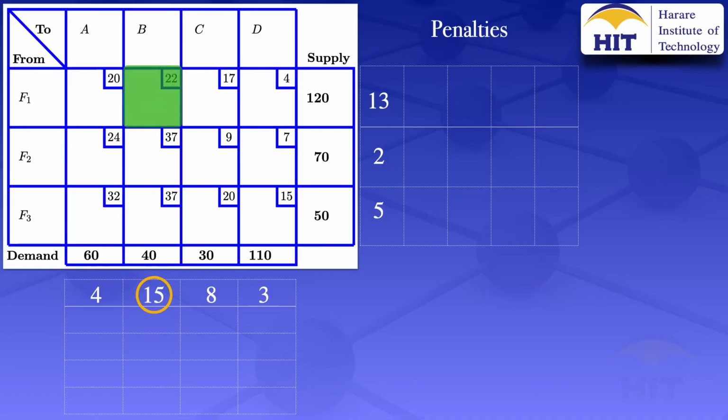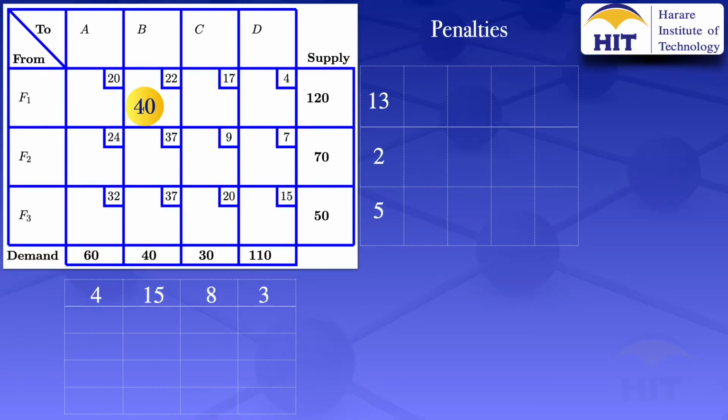We have to allocate as much as possible in this cell so that we satisfy the supply and demand constraints. On those constraints, we have a 120 there for the supply and 40 for the demand. To see how much we can allocate, we take the minimum of the 40 and the 120, and that minimum is a 40. So we have to allocate 40 units in that cell that I have highlighted in green there. So we go on and allocate 40 units there.